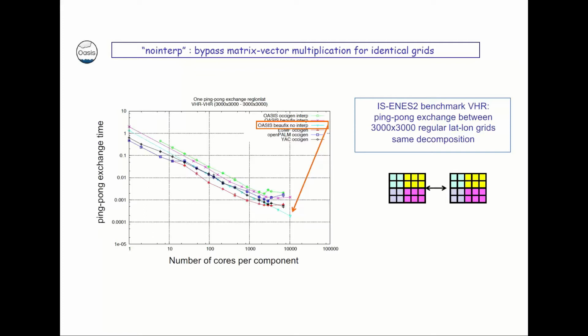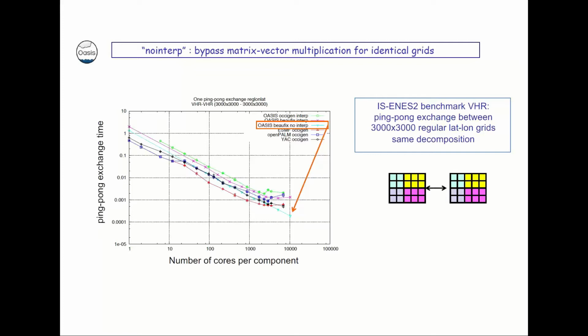But we were still forcing the multiplication by a matrix with the identity matrix, which is pretty useless, but it was just the matrix that represents this perfect mapping. And so basically we removed that. We allowed the option not to use any matrix vector multiplication. And now you see the results.